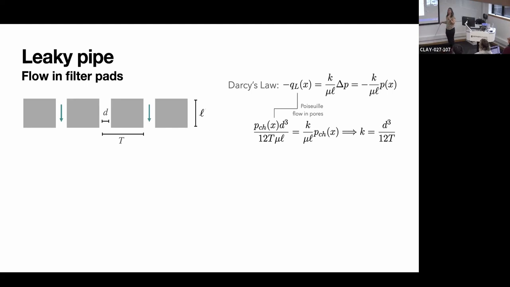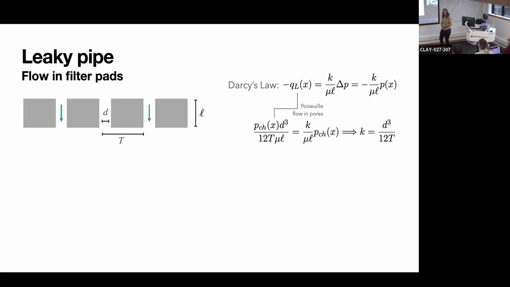And for those of you who have done low Reynolds number flows, this might look kind of familiar because you'll see that the permeability scales like d cubed, which is the spacing between these little plates. So anytime you have something that is viscously dominated or low Reynolds number flow, this d cubed is a very common scale.